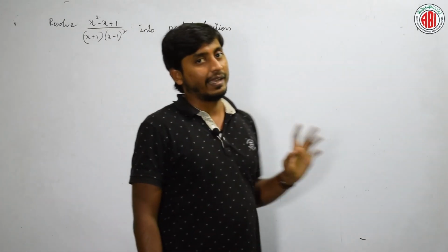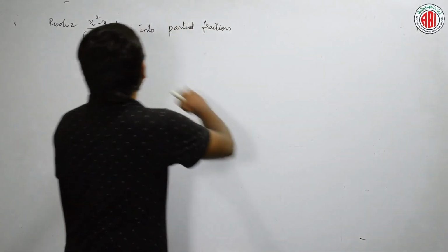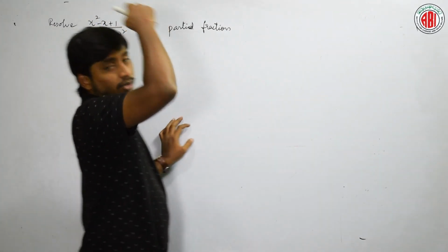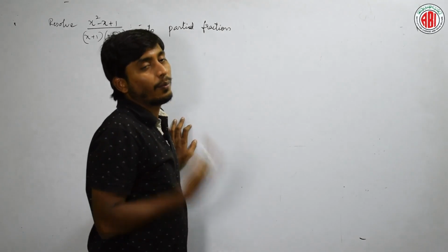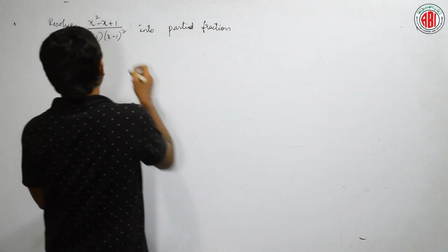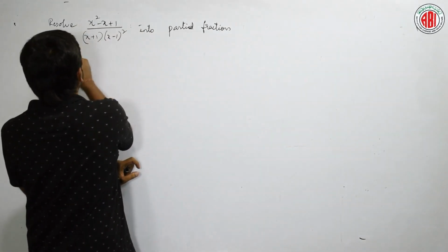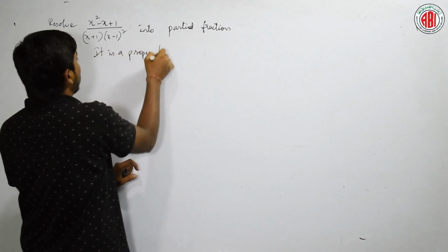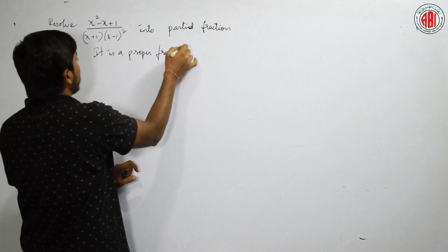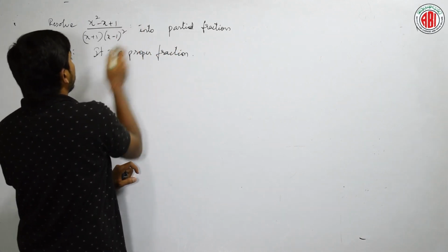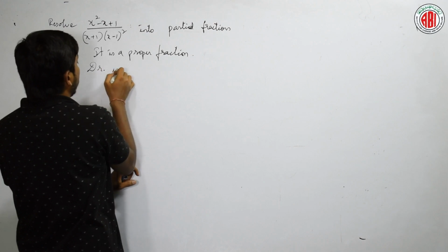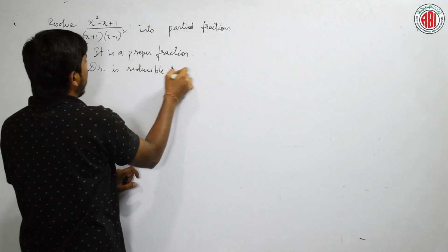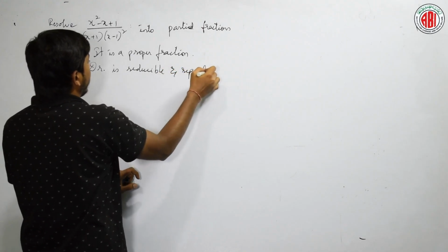From now I will write it directly. Fine. What is the degree here? The degree of the numerator is 2 and the degree of the denominator is 3. Therefore, the degree in the numerator is less, so it is a proper fraction. Second, the denominator is reducible and repeating.